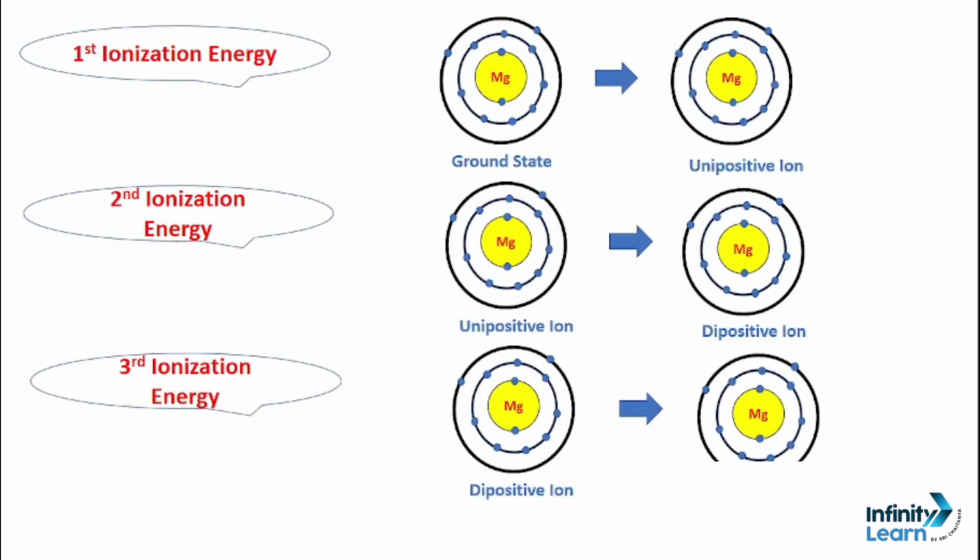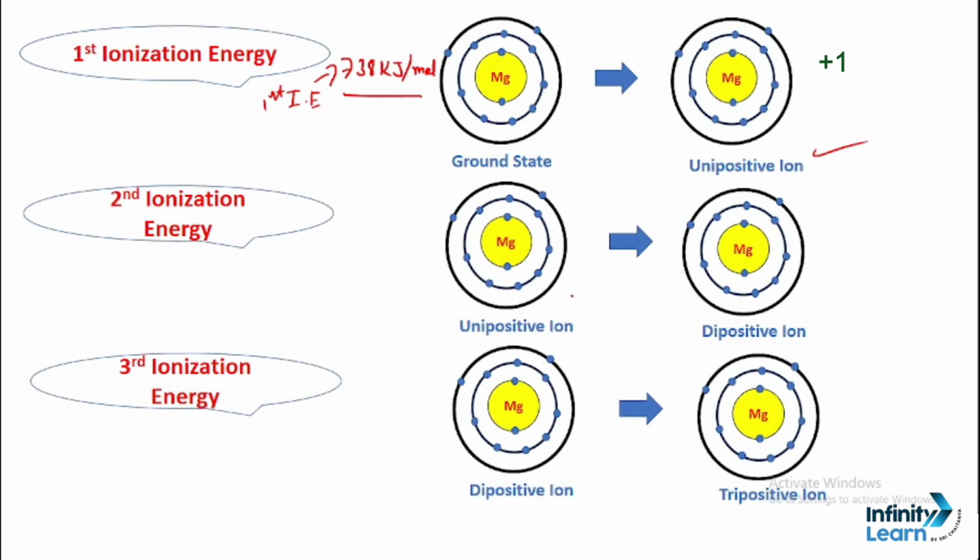So let's now discuss what the first ionization energy is, what the second ionization energy is, and what our third ionization energy will be. Consider magnesium at ground state level. We add 738 kilojoule per mole of energy to this magnesium atom, and it loses one of its electrons and becomes a unipositive ion, by which we get our first ionization energy as 738 kilojoule per mole. And remember this: in first ionization energy, the ground state is converted into a unipositive ion.